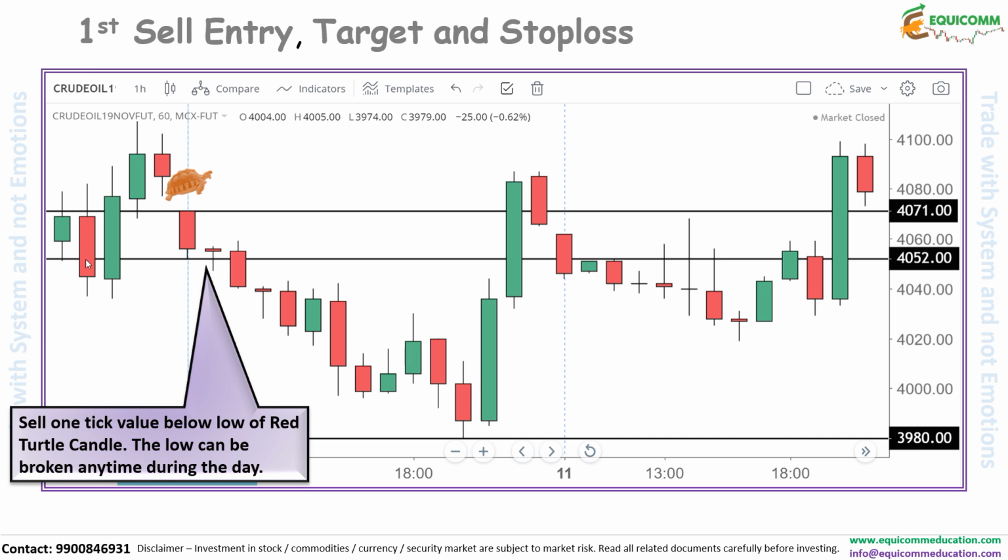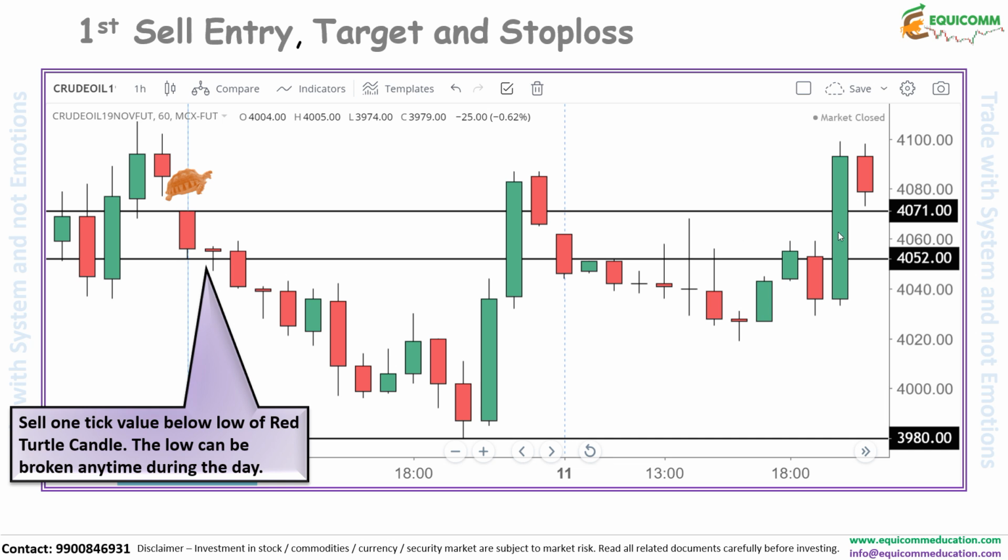So now when one has to sell, you have got a red turtle candle, what you can see over here. Sell one tick value below the low of the red turtle candle. Okay. What is the value definition of one tick? Meaning 1 rupee. 1 rupee below the low of this particular candle, the red turtle candle.